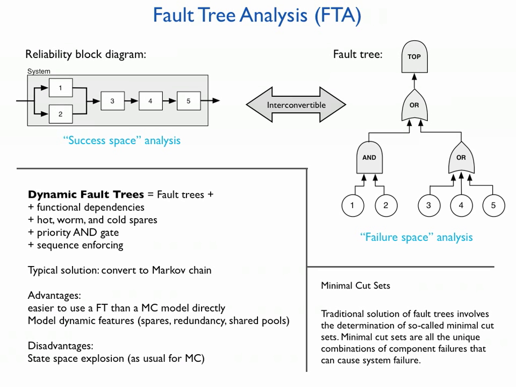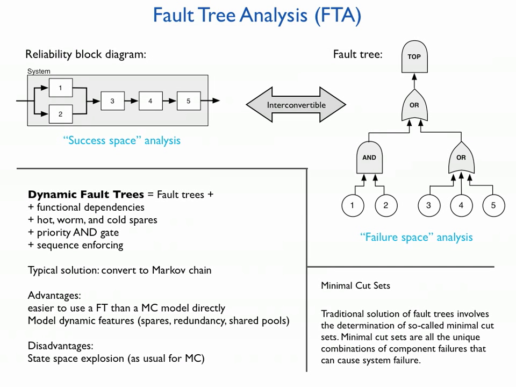The difference is that the reliability block diagram works in success space. It means that we imply that if we have a path through this reliability block diagram through the not failed components, we are okay. In the fault tree, we are thinking in the opposite direction. If this Boolean expression returns true, it means we have a system failure.